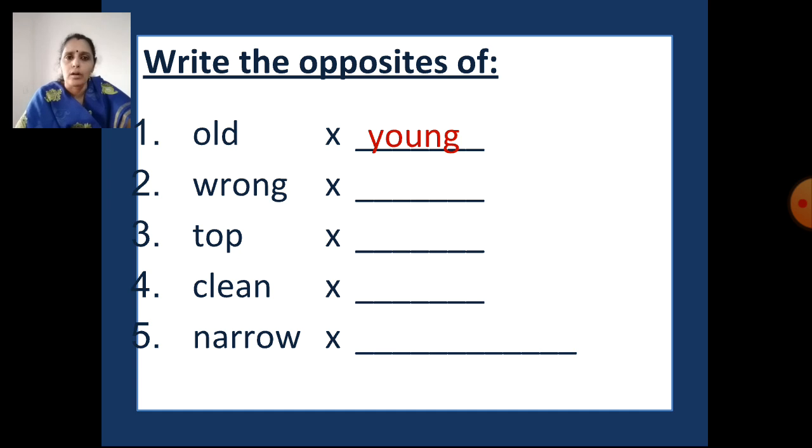Second one is wrong. So what is the opposite of wrong? R-I-G-H-T, right. W-R-O-N-G, wrong. The opposite of this is right. The next one, T-O-P, top. At the top. So what's the opposite of top? Bottom, B-O-T-T-O-M, bottom. At the bottom.